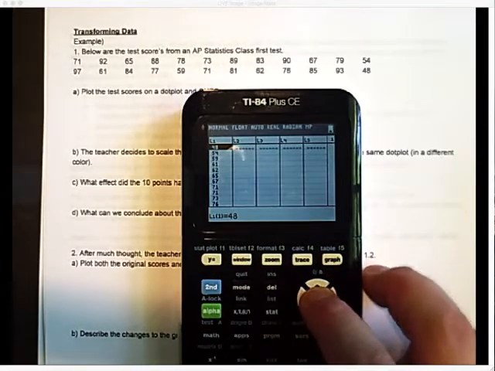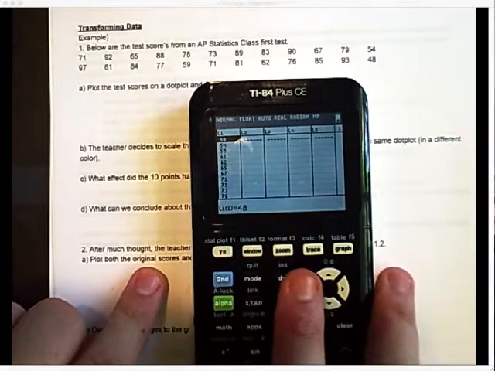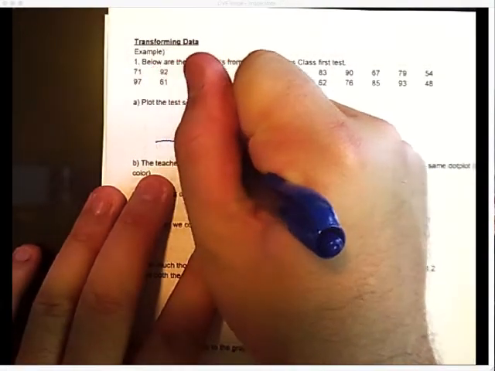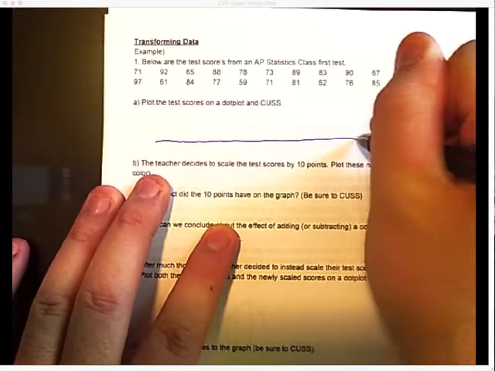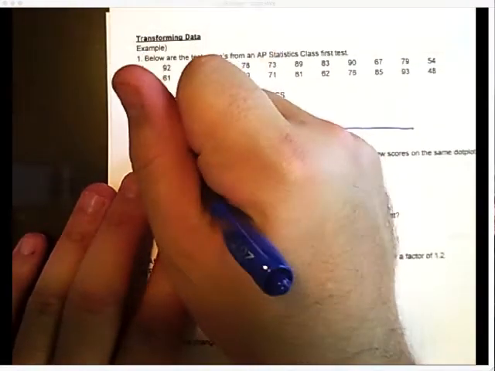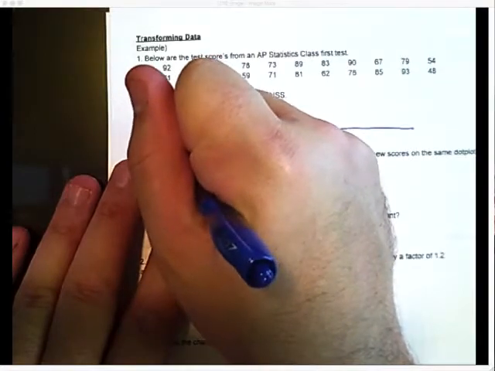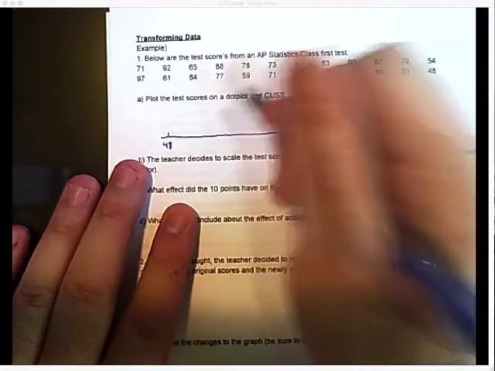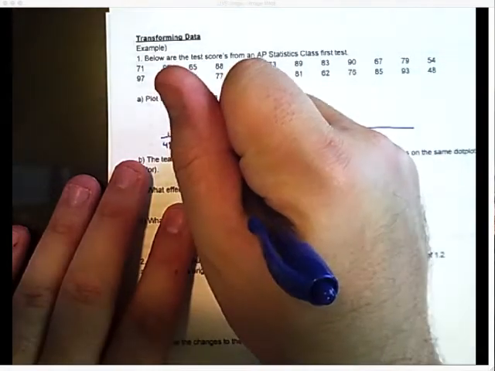All right. So let's go ahead and plot these. Okay, let's plot these on the dot plot. So hopefully you remember how to do that. All right. Okay, 48 is the lowest one. All right, so 48. Okay, maybe I can scale by, I don't know, 5s.